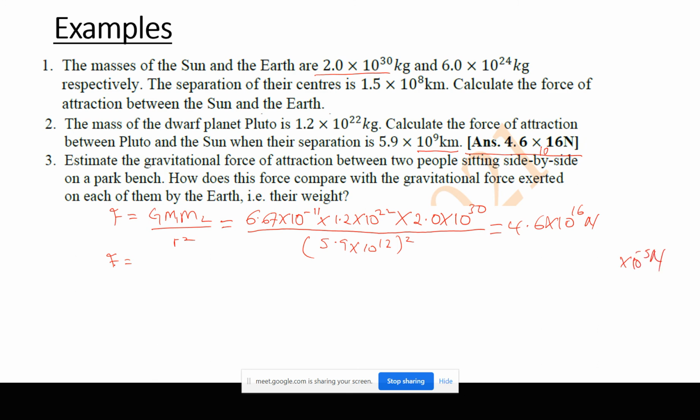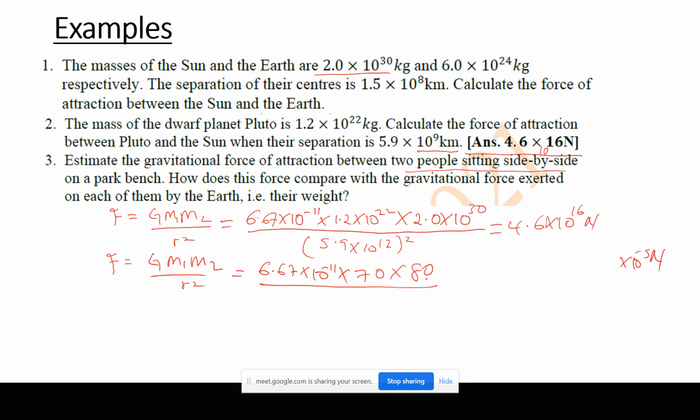Okay, so the force of attraction between two masses is given by G m1 m2 over r squared. G is 6.67 times 10 power negative 11, and we estimate the masses of two people sitting side by side. We can say one person is maybe 70 kilograms, the other could be 80 kilograms. Those are estimates. Divide by the separation between the two, whatever distance, because it is just a park bench. You have seen benches in the park, side by side.